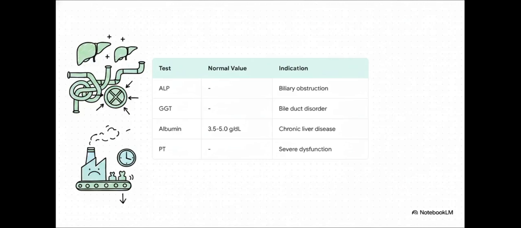Then, we look at the factory's actual production output, serum albumin, total protein, and prothrombin time, or PT. The liver actively synthesizes these critical elements. For context, a normal albumin value is 3.5 to 5.0 grams per deciliter. If albumin or total protein levels are decreased, or if the prothrombin time, which measures how fast your blood clots, is prolonged, it means our factory's manufacturing capabilities are severely impaired, and that often points to chronic liver disease.